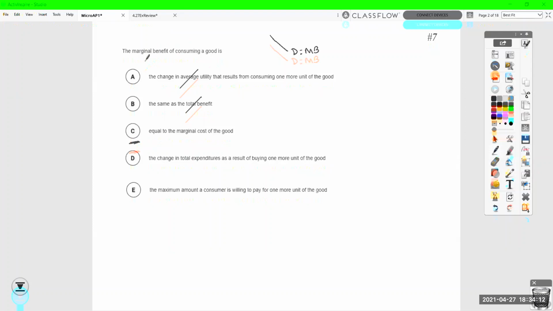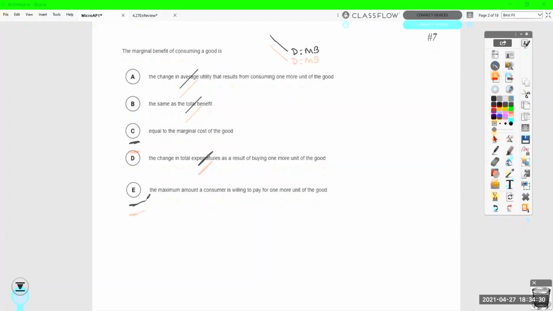The marginal benefit of consuming a good is the change in total. Oh, as soon as I talk about costs, I'm done. The maximum amount a consumer is willing to pay for one more unit of the good. So this again is also having potential.